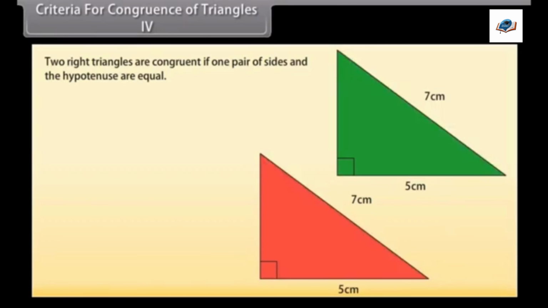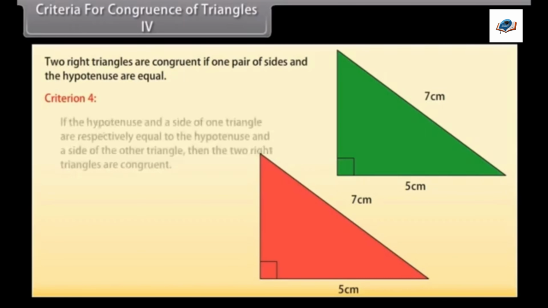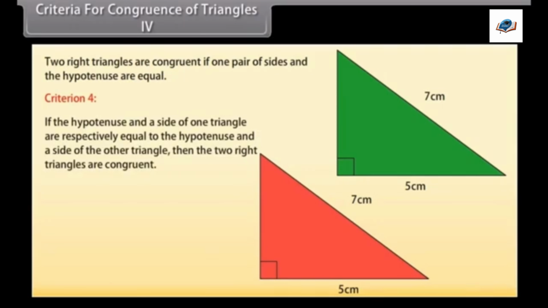This gives us Criterion 4. If the hypotenuse and a side of one triangle are respectively equal to the hypotenuse and a side of the other triangle, then the two right triangles are congruent. This criterion is referred to as RHS, right angle hypotenuse side.